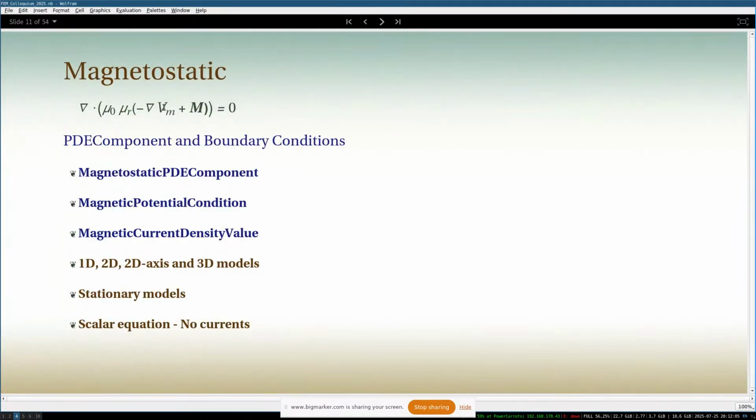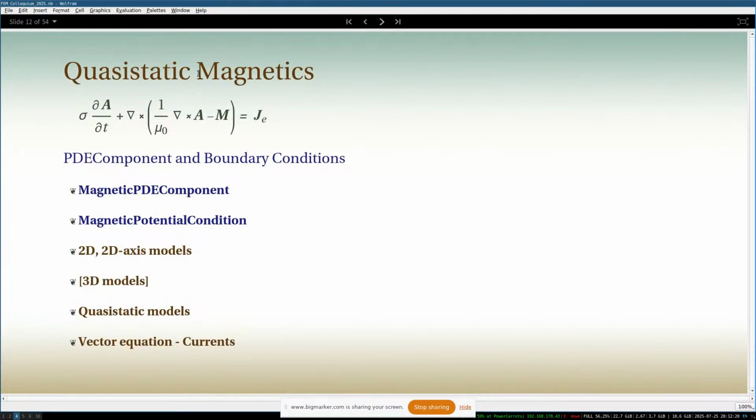Magnetostatics solves for a magnetic vector potential. We have this in 1D, 2D, 2D axisymmetric, and 3D models, stationary models. So there is no current, so this is zero. If you want to model magnetic fields with currents, then you have to use a quasi-static magnetics setup where you can actually use an external current.